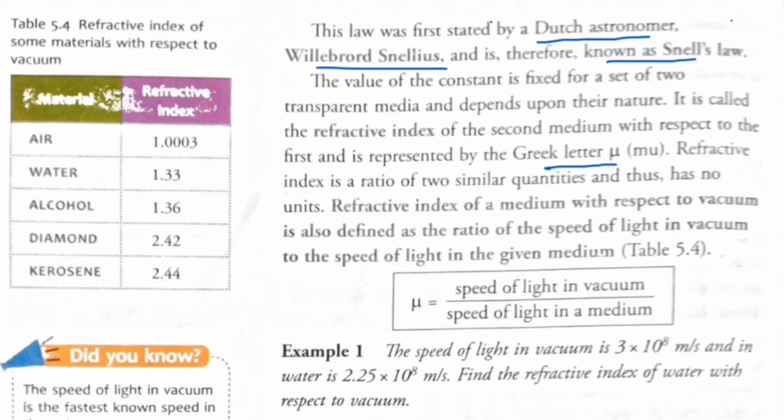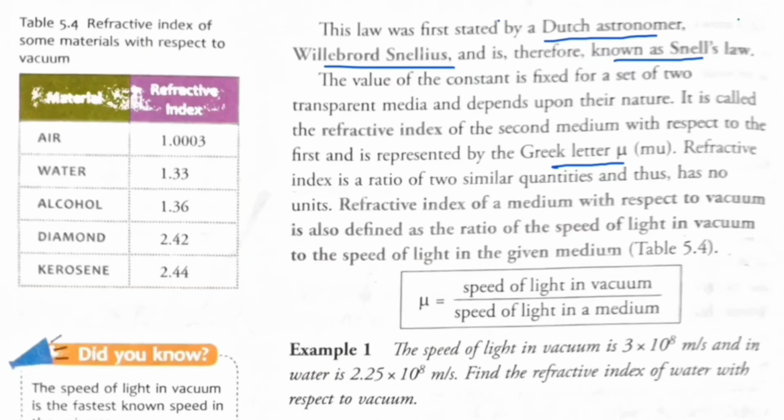Same, you see, students, alcohol, diamond, and kerosene, all these transparent media have different refractive indices, which depend on the nature of the medium. So students, using this formula, we can get the refractive index of any given medium if the speed of light is given. And students, this refraction of light follows some rules.